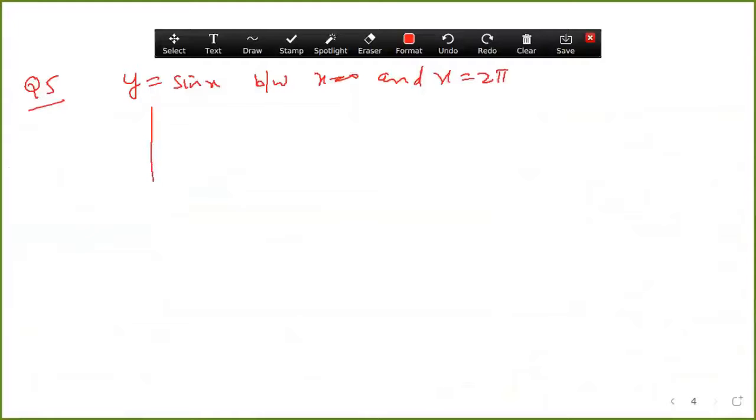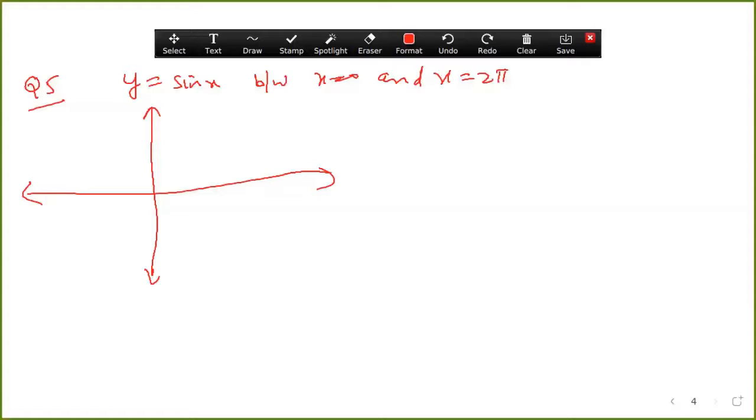Now come to question number 5. Find the area bounded by the curve y is equal to sine x between x is equal to 0 and x is equal to 2 pi. Now what is the graph of y is equal to sine x? Like this, you are getting the graph of sine x.